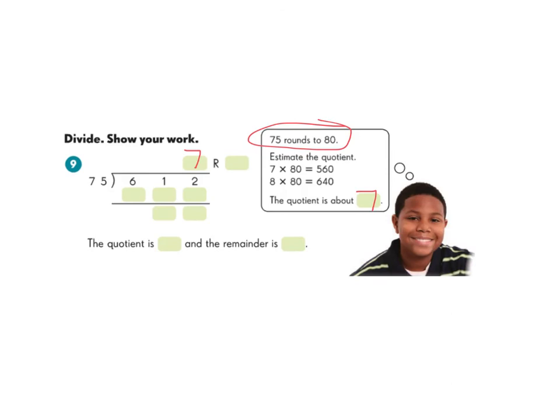7 times 5 is 35. Put our 5 in the ones place, carry our 3. 7 times 7 is 49, plus 3 is 52. So let's subtract 525 from 612. We can't subtract 5 from 2. We need to borrow from our tens column, giving us 12 minus 5 equals 7.